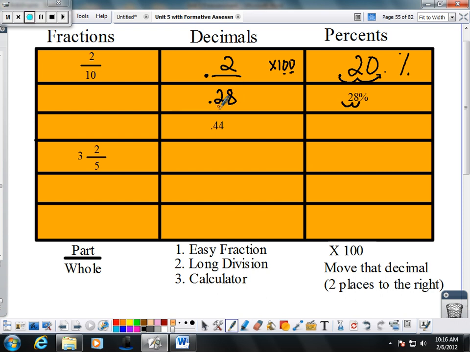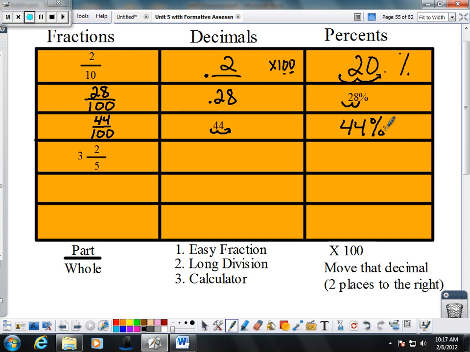And then to go from a decimal to a fraction, it's that read it, write it. I read this as 28 hundredths. I write it as 28 hundredths. Very, very simple. So again, one more example here. We have 44 hundredths. Well, I'll write this as 44 hundredths. And then we'll move this decimal 2 places to the right. 1, 2. And I have 20, or not 20, sorry about that. I have 44%.